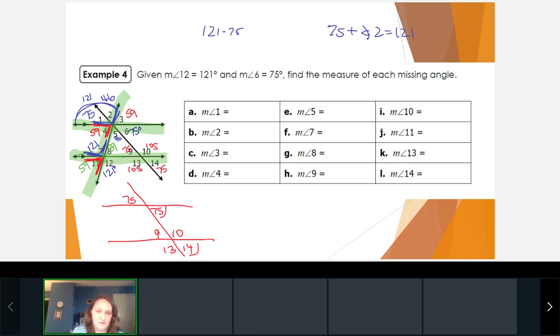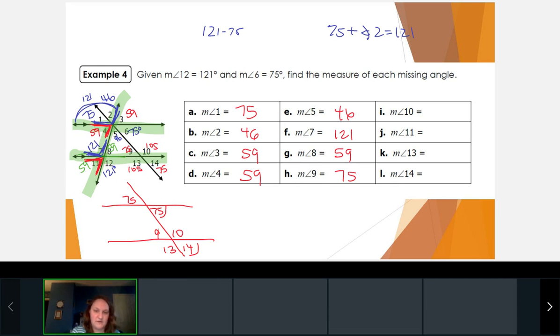All right, so we have 75, 46, 59, 59, 46, 121, 59, 75, 105, 59. How's she doing this so fast? Well, I'm looking at the picture over here. 105 and angle 14 was 75. And these are all in degrees because they are angles.